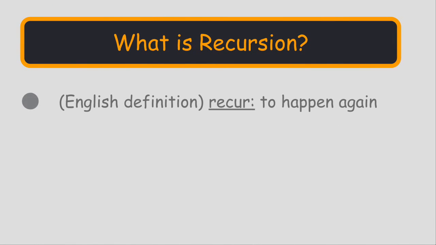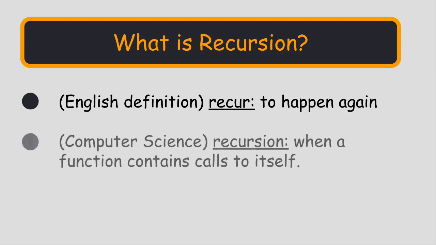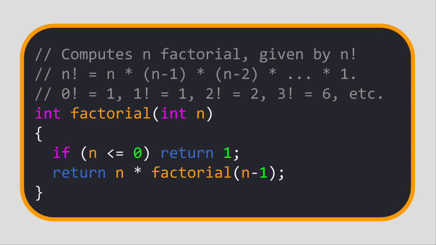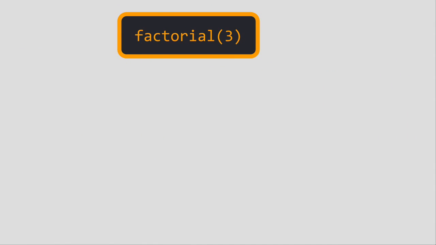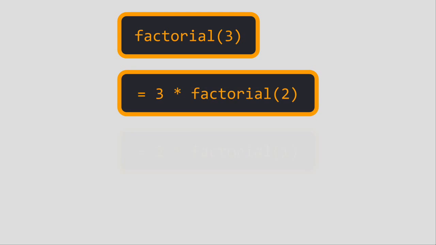In English, the word recur means to happen again. In computer science, recursion is a technique used to solve a problem in which a function calls itself. It might sound strange, perhaps like a snake eating its own tail, but it actually works. By calling itself, a recursive function can solve a problem with minimal code. With each self-referential call, the problem is solved in parts.